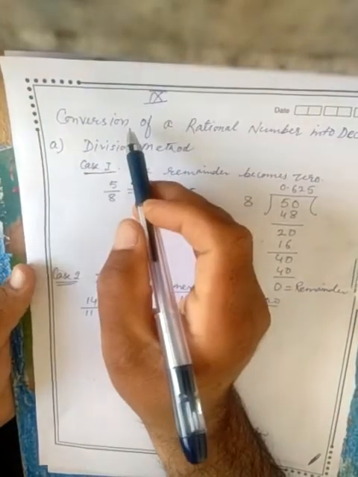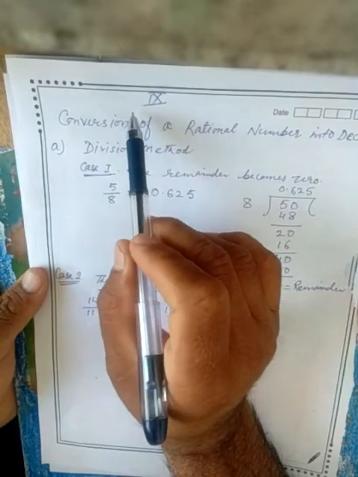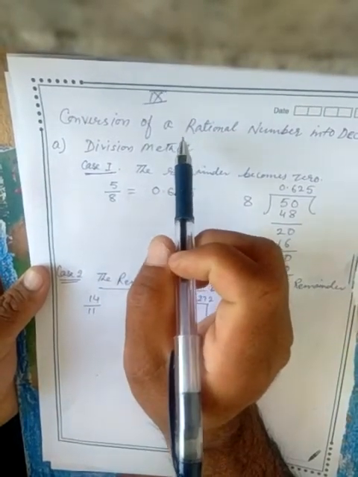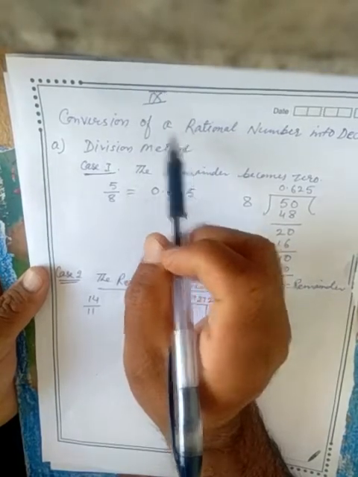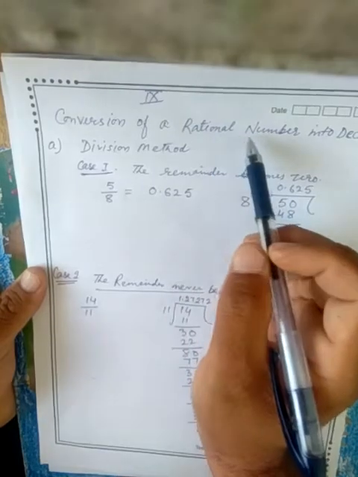Good afternoon, students. Yesterday we discussed how we can find a rational number between two rationals. We found that there exist many rational numbers between two rationals. Hope you got that topic.